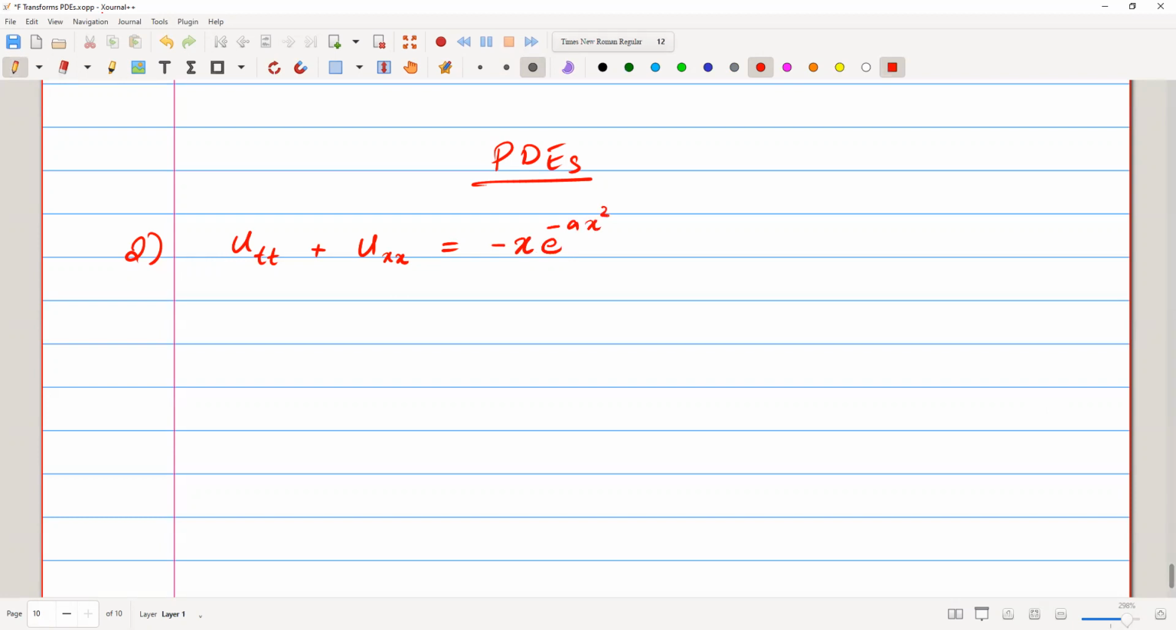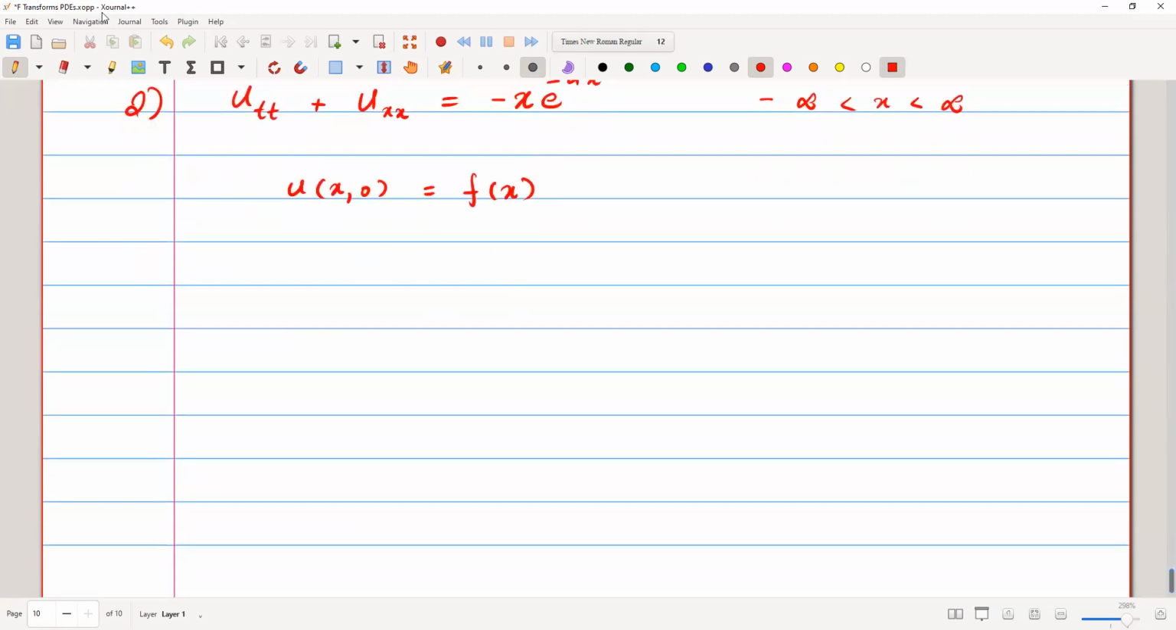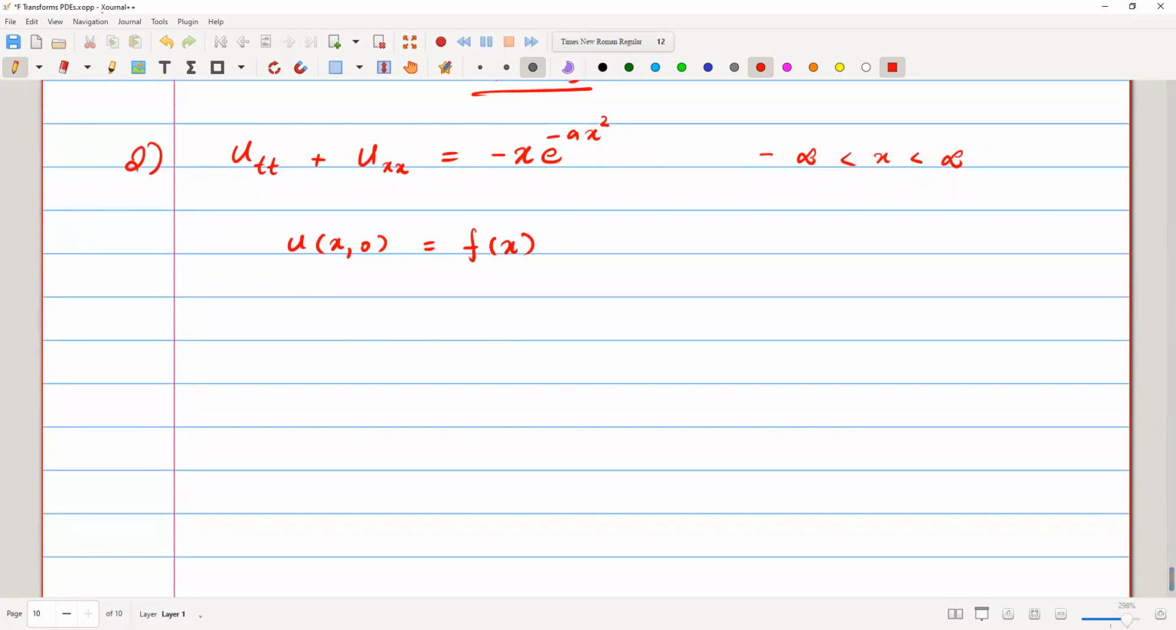Okay, and then we have the initial condition, or first of all, we should say that it's on the infinite domain, and the initial condition, that is u(x,0), is given by some function of x. Okay. Now, we know that we have to apply the transformation on the equation first. So we'll apply the Fourier transform on the equation.